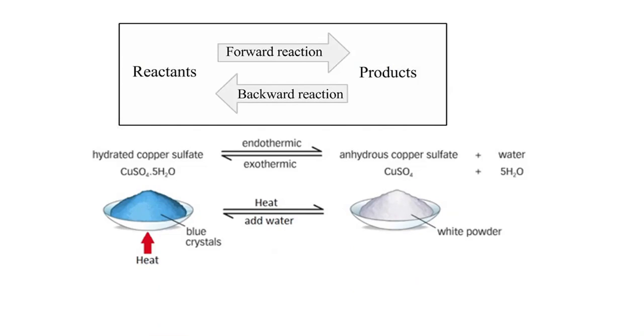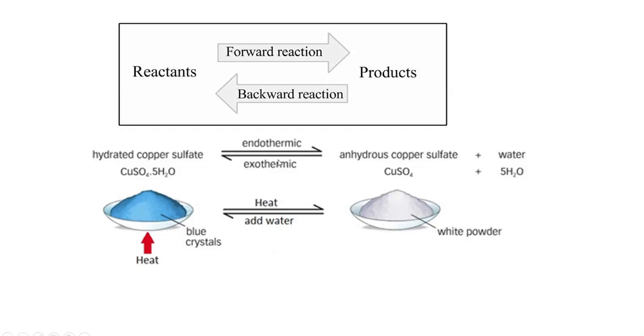Let us look at an example. The blue crystals of hydrated copper sulfate, on heating, turn to a white powder. The white powder is anhydrous copper sulfate. The reaction is easy to reverse by adding water to the anhydrous copper sulfate. They turn to blue hydrated copper sulfate. This is an example of a reversible reaction.